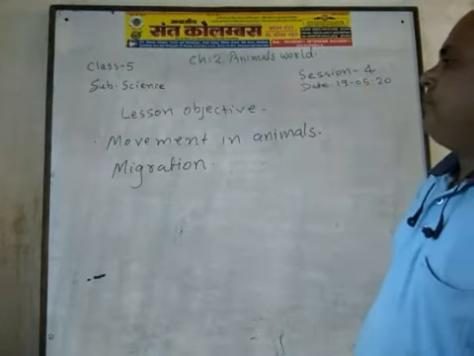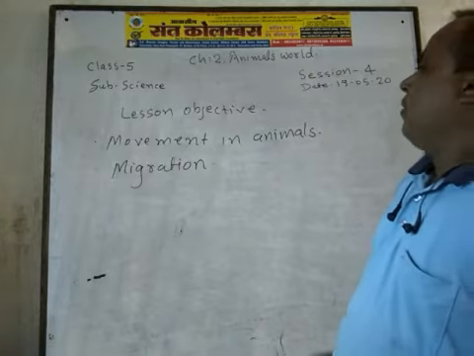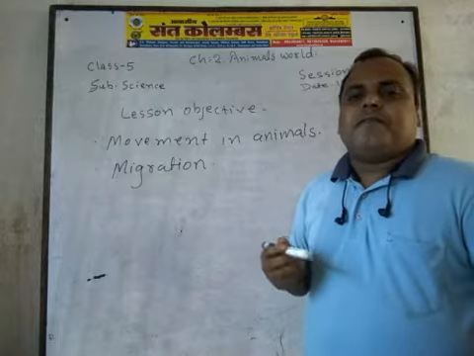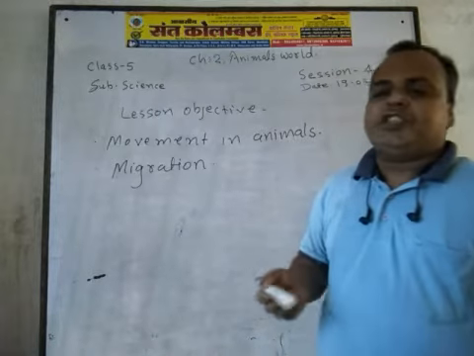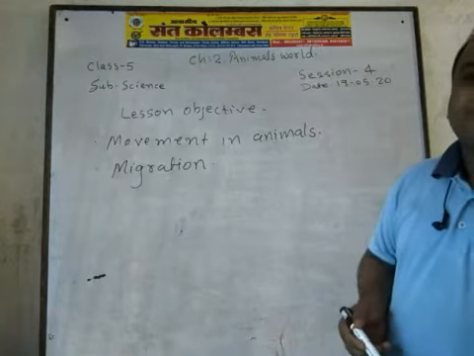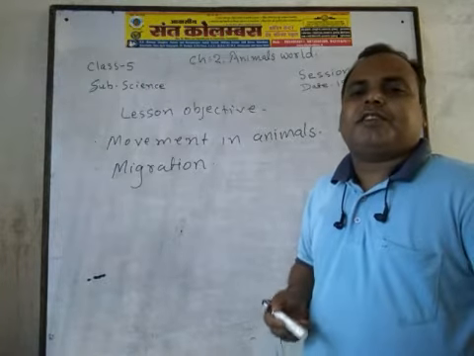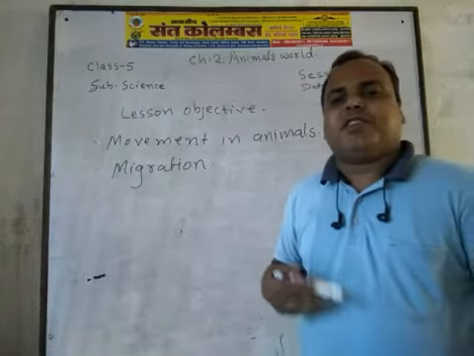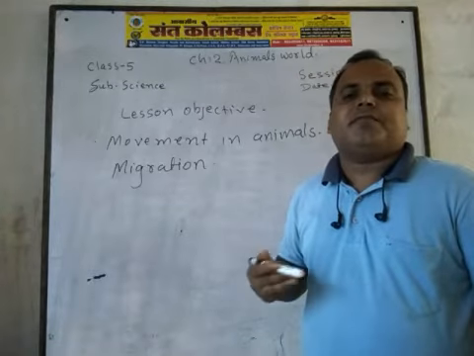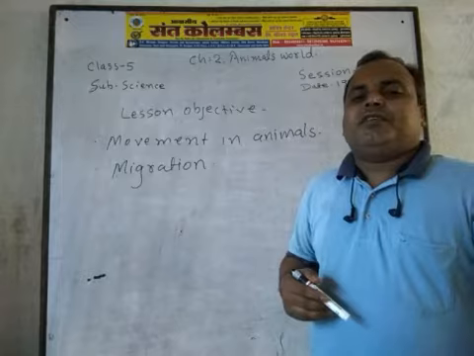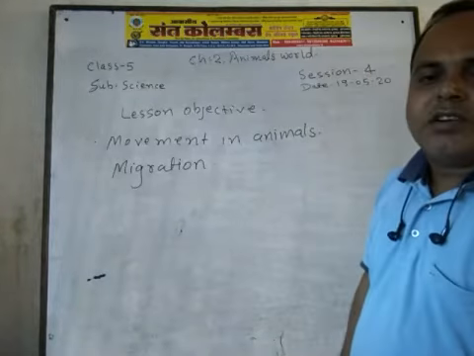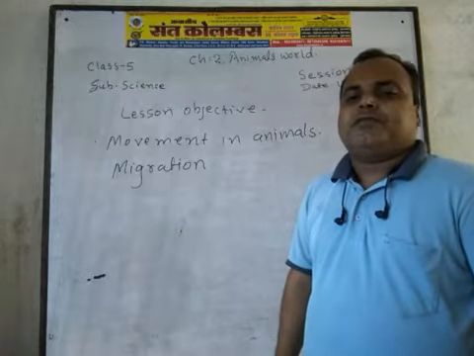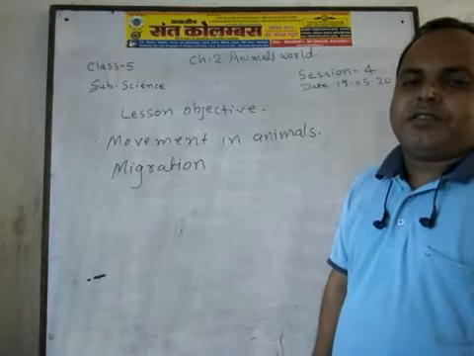Let us now study about movement in animals. Animals need to move from place to place in search of food, to protect themselves from enemies, and to build resting and breeding places. Different animals have different organs for movement. Here are some examples that show how animals move.